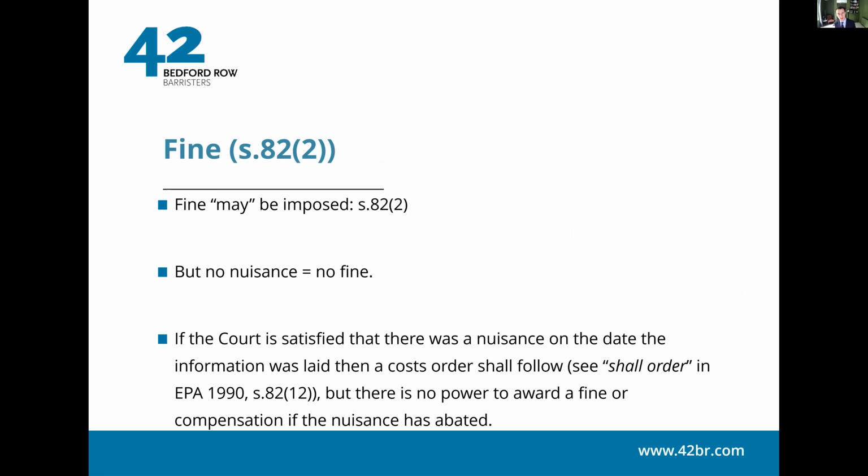Then the court also has the power to impose a fine, which comes under subsection 2 of section 82, which makes it clear that a fine may be imposed. Now, obviously, if there's no nuisance at the date of the trial, which means it's not proven to exist or it's not likely to recur, then there won't be a fine. This is a consequence of there being an offence having been committed. And in this scenario, the offence has not been committed, so there's not a fine.